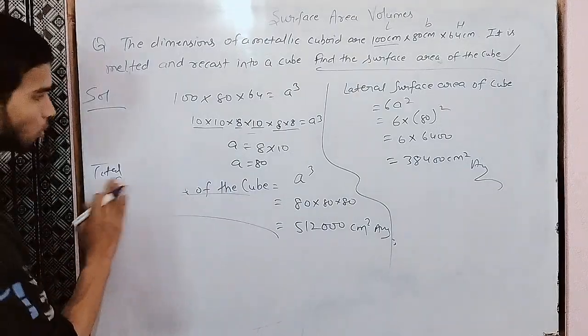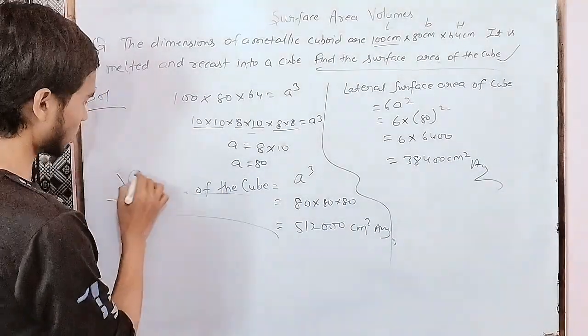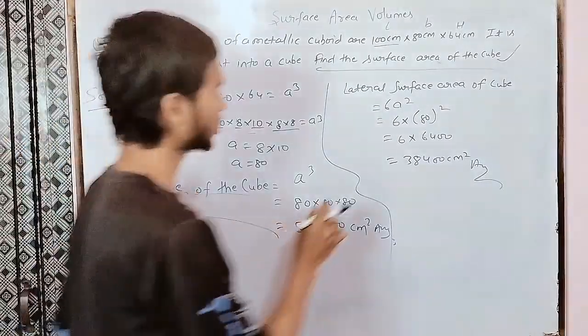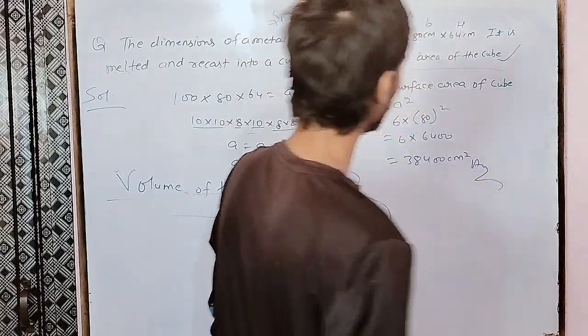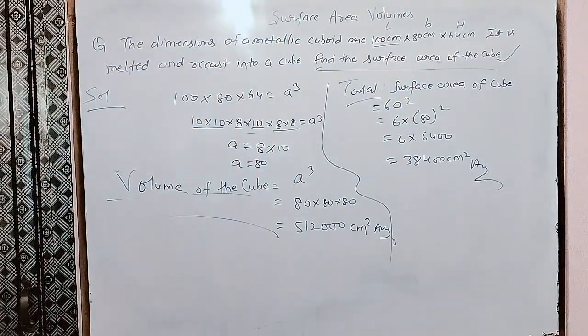So here this was the volume of the cube. This is the volume of the cube, and this is the total surface. Okay, total surface of the cube 680. That's why I was confused.